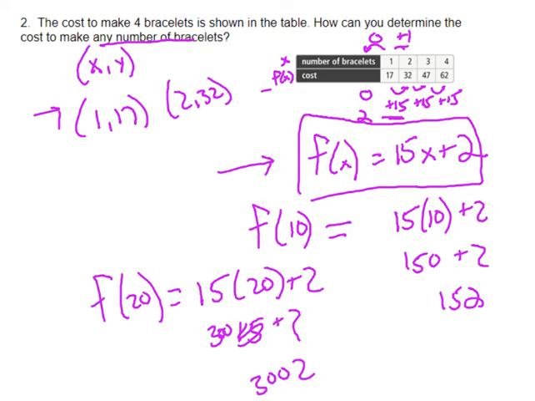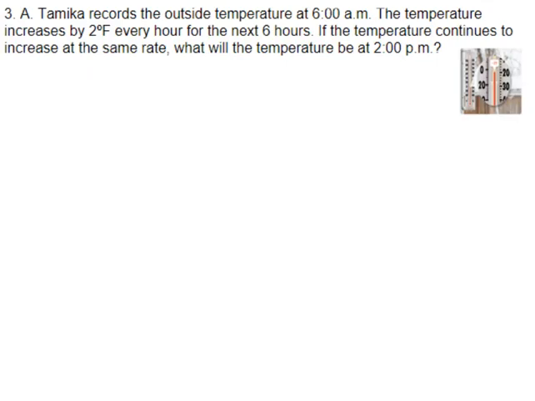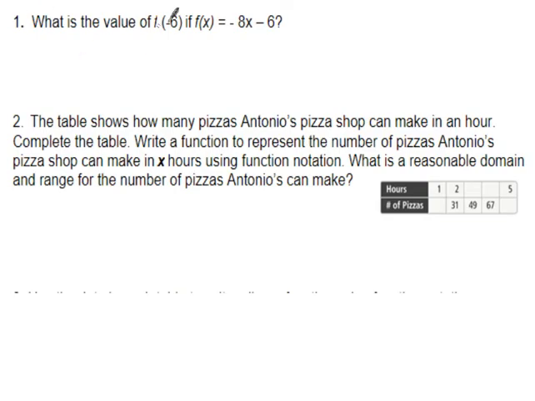Okay? So I want to skip ahead real quick to this problem right here. So that is more relating to this one: what is the value of f of -6 if f of x equals -8x minus 6. So here I have a linear function. I know it's linear because this right side's in slope-intercept form.